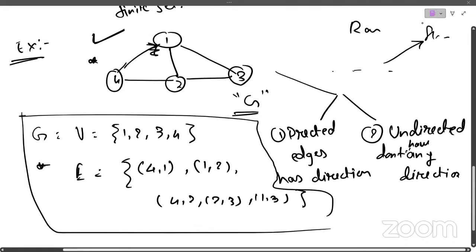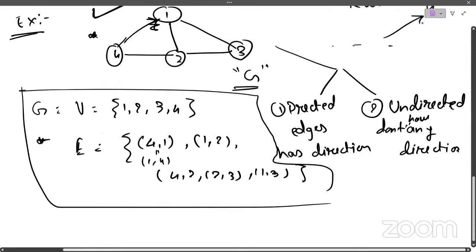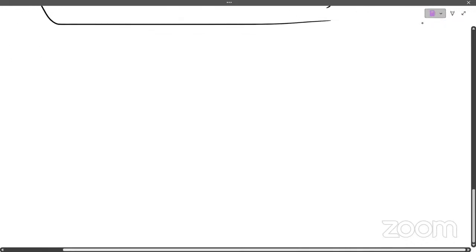Ma'am, it won't include 1, 4 in the E. Oh, sorry. This is the undirected graph, right? So here I don't have any direction. So in this case, 1, 4 and 4, 1 will denote the same thing. Okay, ma'am. So I'll precisely define what you mean by directed graph and undirected graph.